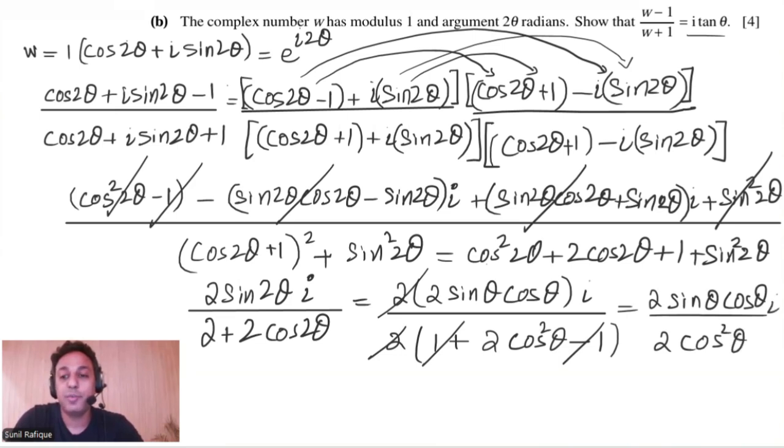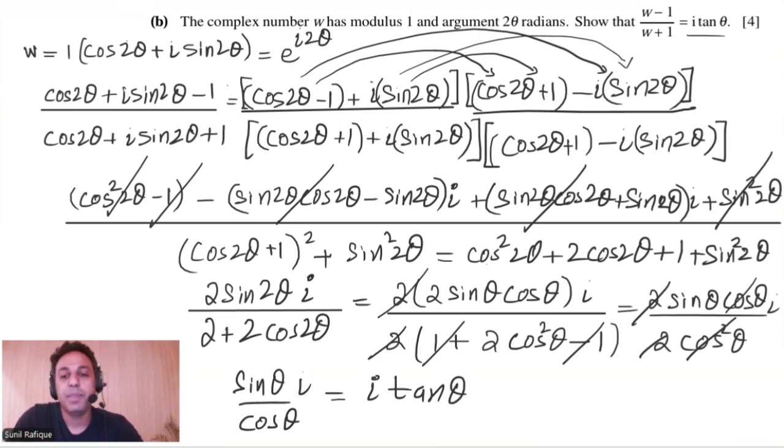Well, students, there we go. It's proved. This cancels. So I'm left with a sine theta divide a cos theta. And there is an iota as well. So this is going to be iota tan theta, right?